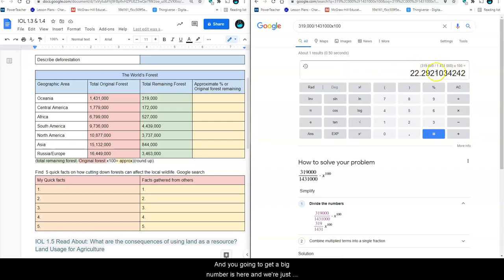And you're going to get a big number here, and we're just concerned about the first two numbers. So this one's going to be 22%. Most of the numbers on this list are going to be between 4% and 35%. So if you have numbers that are off more than that, they're probably incorrect. You can take a few minutes and check with one another, or tomorrow we'll run through some of these numbers, but make it a good effort. And again, we're just doing some grunt work, some fundamental math. So in Oceania, we only have 22% of the original forest left.